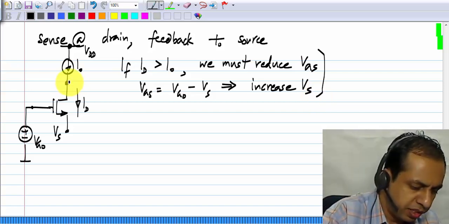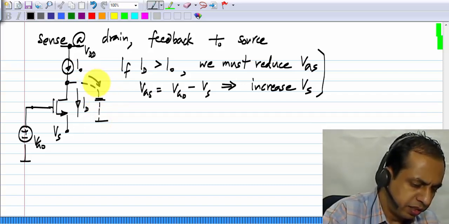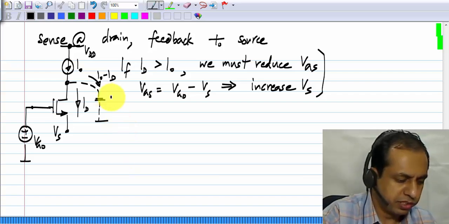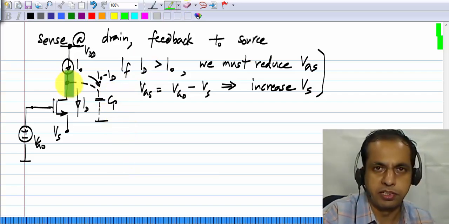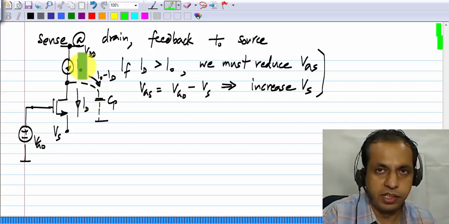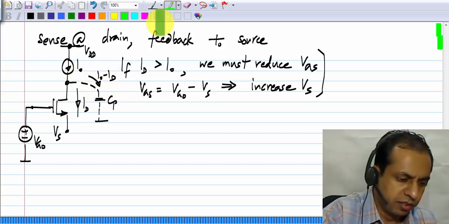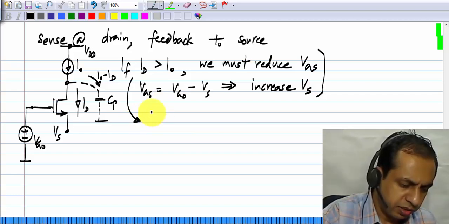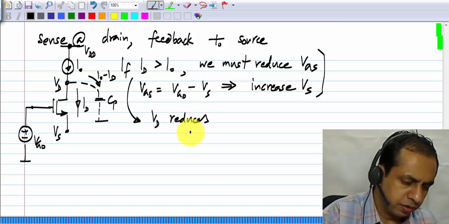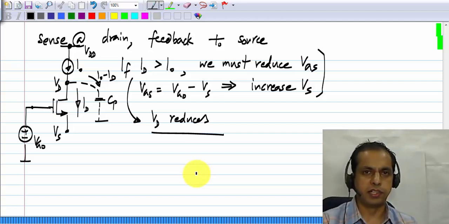Now what really happens at the drain? The difference between I0 and ID flows into this capacitor Cp, which consists of the parasitic capacitance at this node. Now if ID is larger than I0, then this current will be negative. Current will be drawn out of the top plate of this capacitor. So if ID is more than I0, then the drain voltage Vd reduces. The opposite happens if ID is less than I0: then the drain voltage would increase.